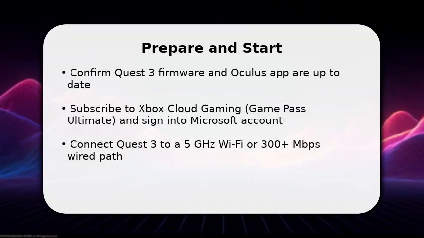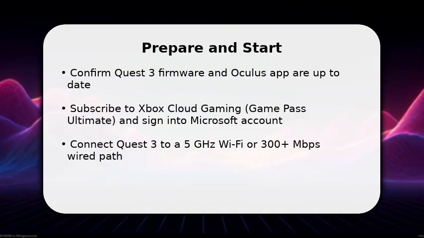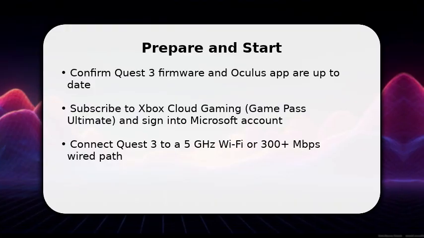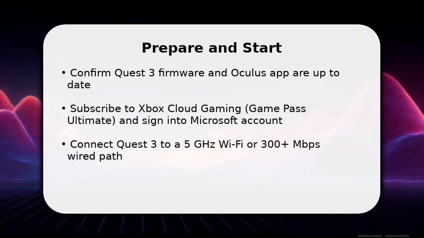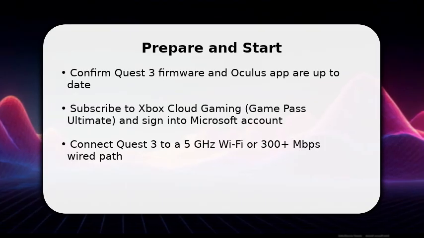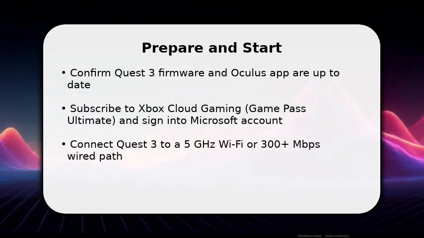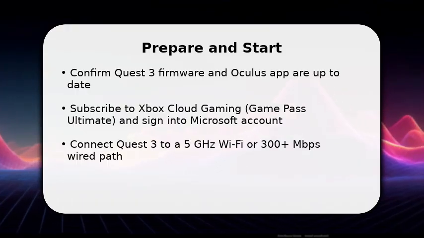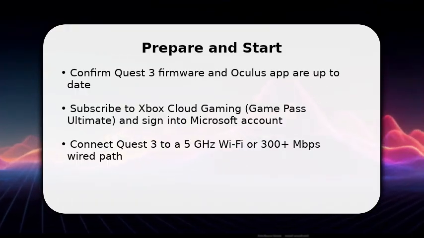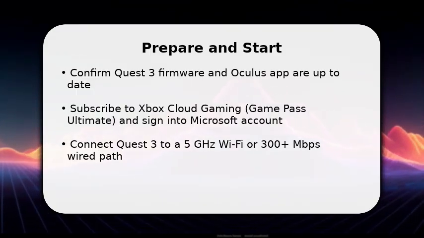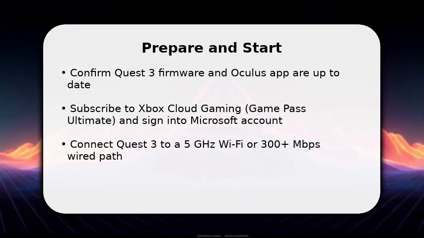You'll begin right away by updating and logging in. Put on the Quest 3, open the Oculus app, and sign into the same Microsoft account you use for Game Pass Ultimate. Once done, move your headset near the router or use a Wi-Fi 5 GHz band. Low latency matters. Make sure background downloads and other streaming devices are paused. You're now ready to enable the links that let Quest 3 access Xbox Cloud Gaming in the next step.